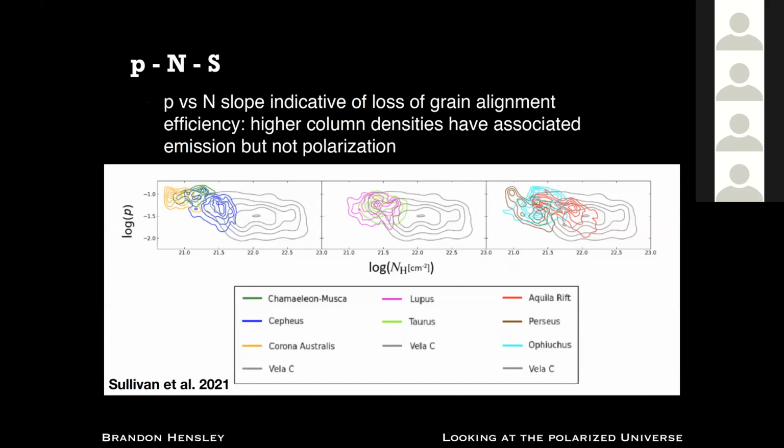Just as a recent example, from Sullivan et al. from this year, looking at the P versus N_H relation in a number of clouds, they find, as has been found much in the past, a tendency for the polarization fraction to decrease as the column density increases. This has classically been interpreted as you're adding dust emission as you go up in column density, but you're not adding dust polarization. So the dust grains are possibly not very well aligned deep in the dense regions of these clouds. One explanation for this P versus N slope is a loss of grain alignment.